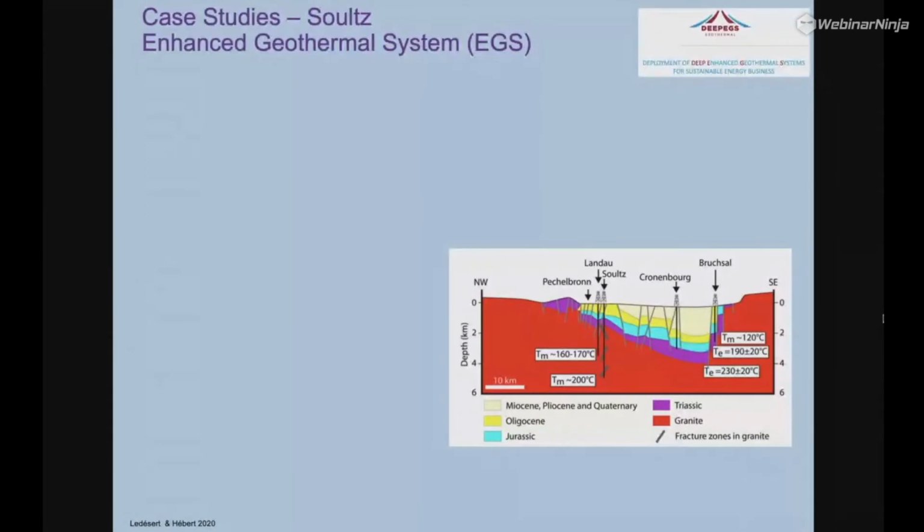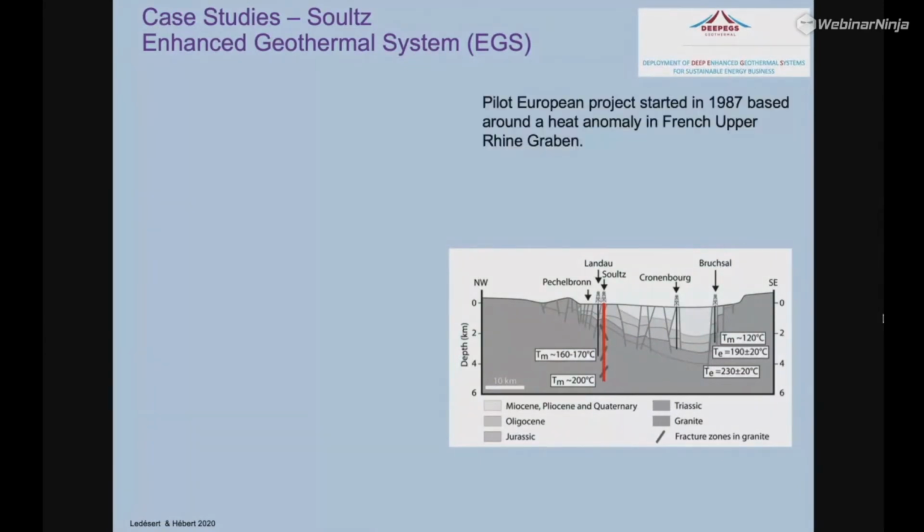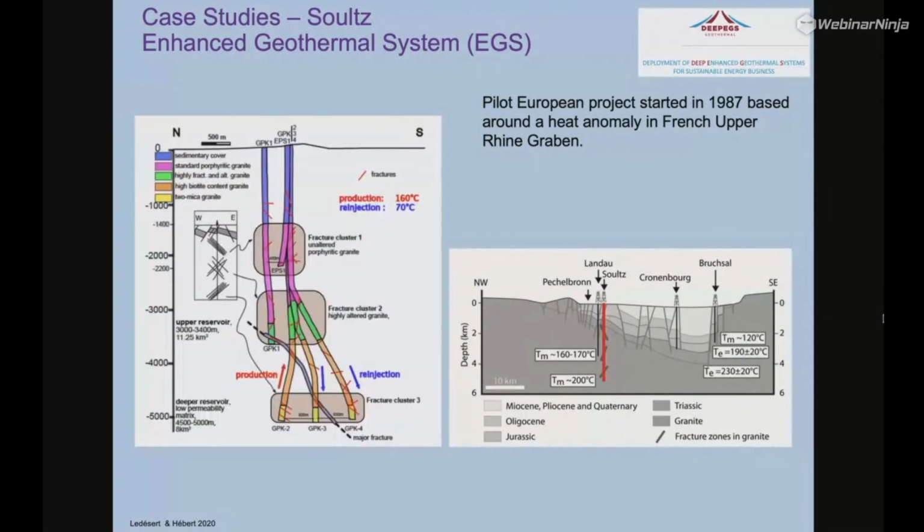Next case study, we're going to France, and we're talking about enhanced geothermal systems here. In Soultz, this is a well drilled through the Upper Rhine Graben sedimentary basin and down into the fractured granite below. The pilot project started back in 1987. Originally, the wells were drilled to 2 kilometers depth to the first zone of fractured granite, and various testing was carried out for many years.